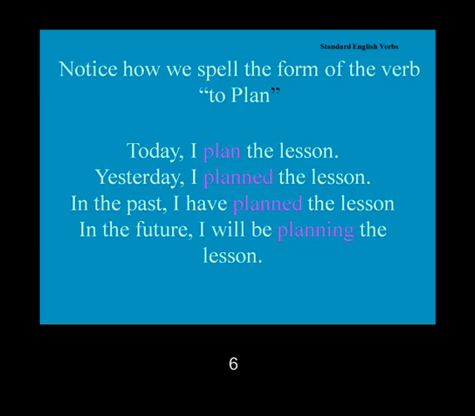I use the present plan to say that it's happening right now. I use the past planned to say it happened before. Notice that the word planned with the word have in front of it is a past participle. The past participle always has a helping verb. And notice that the present participle always has a helping verb in front of it.